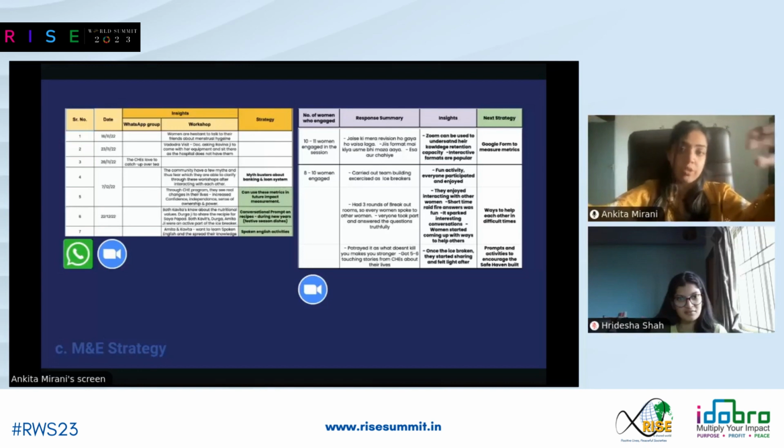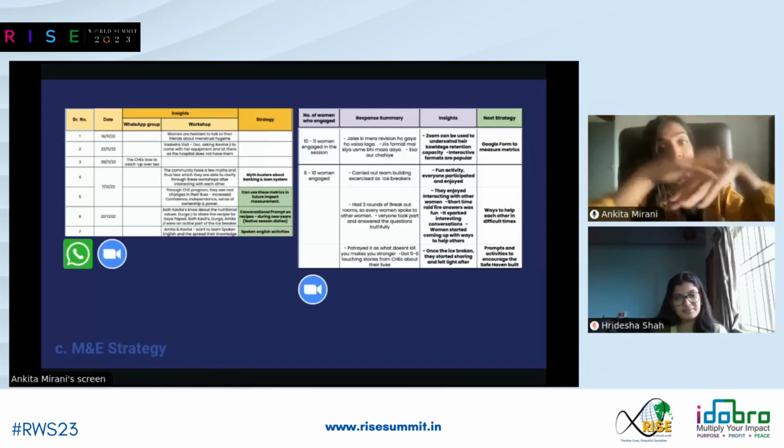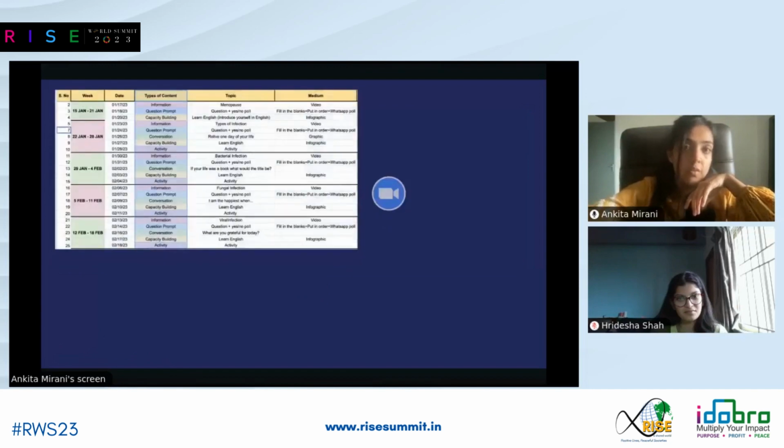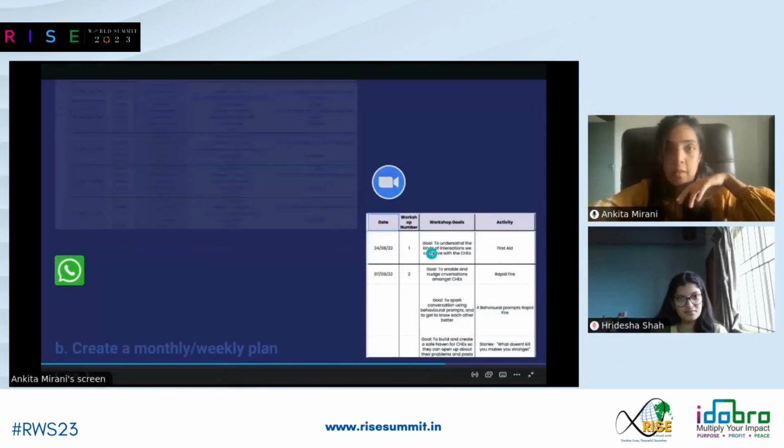There's a detailed version in the sheet. Happy to take anybody through this later after the conversation. Feel free to reach out. But in short, how we approached it was we have individual monitoring and evaluation sheets. Like you saw here, we'd created these topics, or workshop goals and activities.